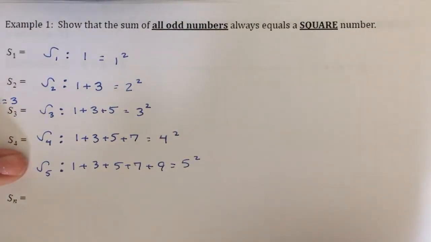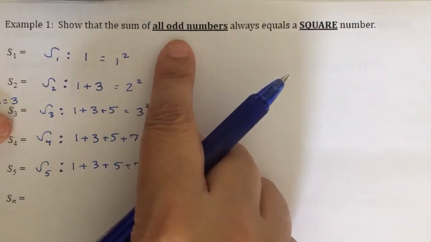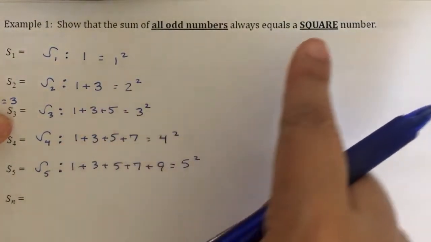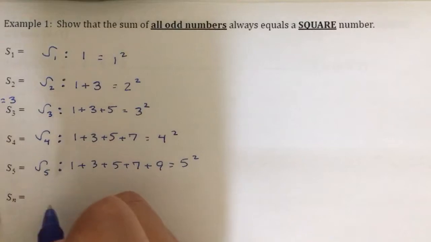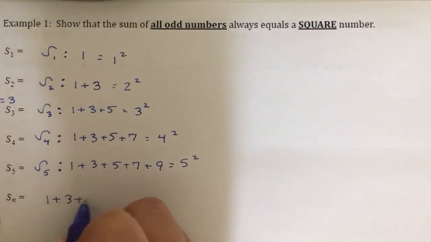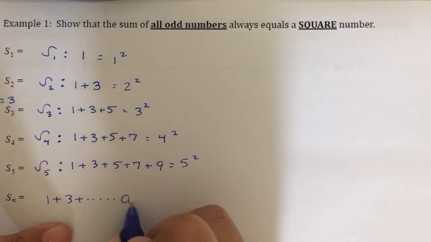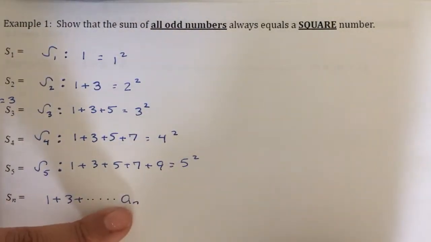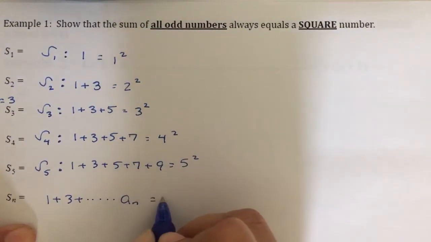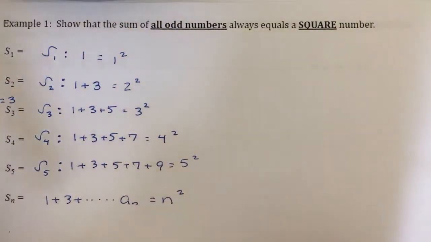So you see a pattern, and then you generalize. You make a claim. Our claim is that the sum of all odd numbers is always going to be a square number. And the way that we're going to write that is, if you take the sum of all the odd numbers all the way up to the last odd number, that's always going to equal a number squared. Okay, so this is our claim. Our claim is kind of like a formula.